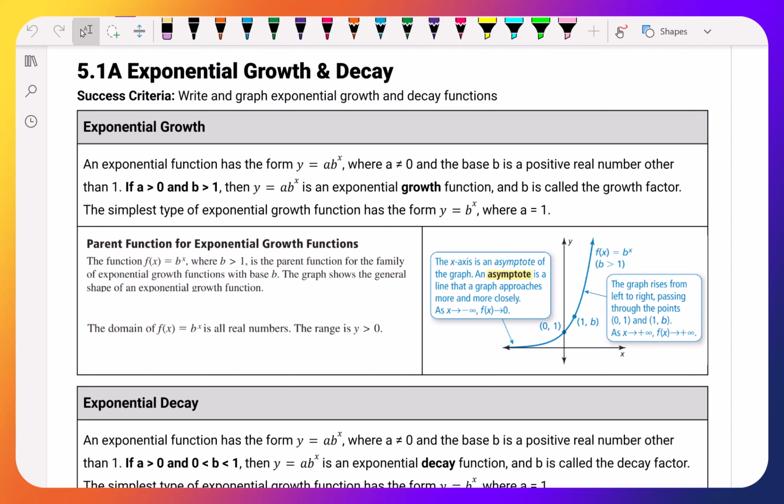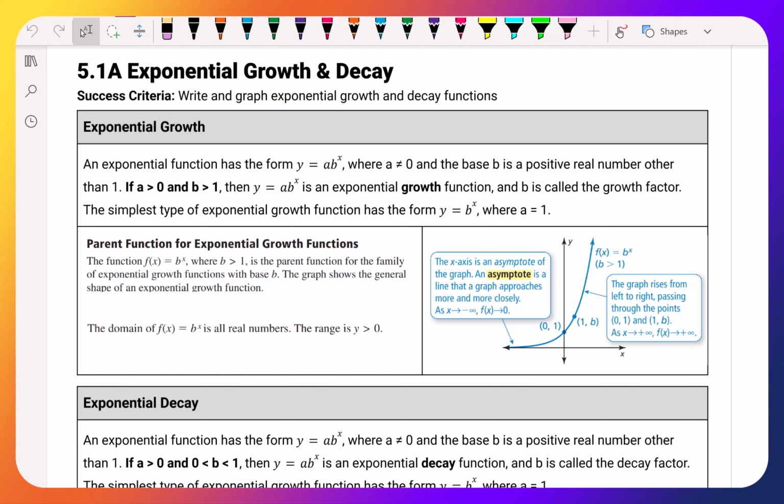Hello, these are the notes for Chapter 5, Section 1, Part A, in the Algebra 2 text. And we are going to introduce you to exponential growth and decay. Now, while you may have studied this in Algebra 1 at length, you've probably forgotten a decent amount.